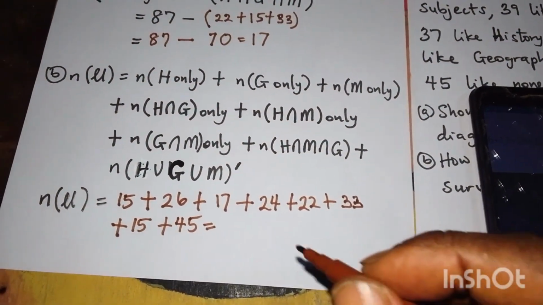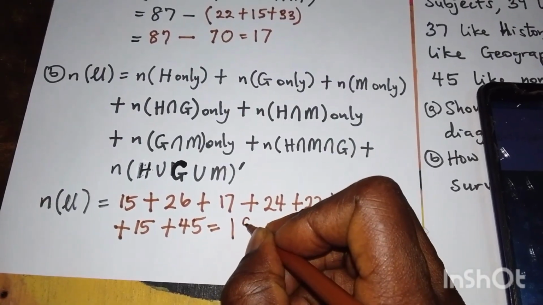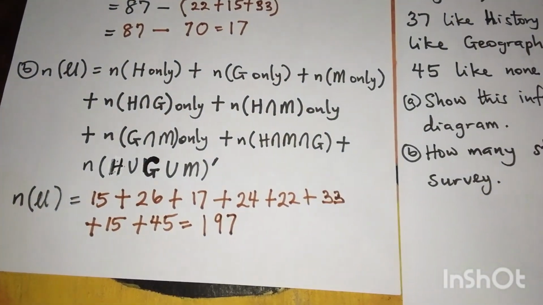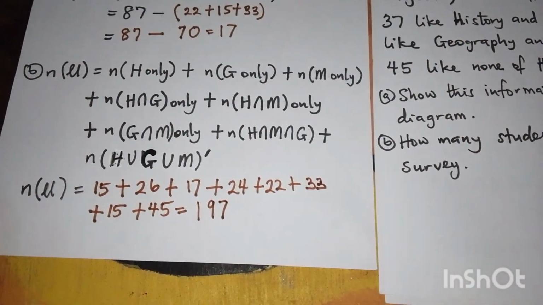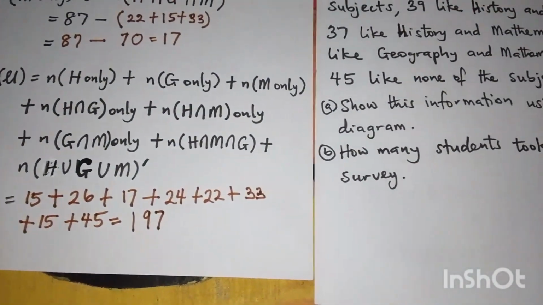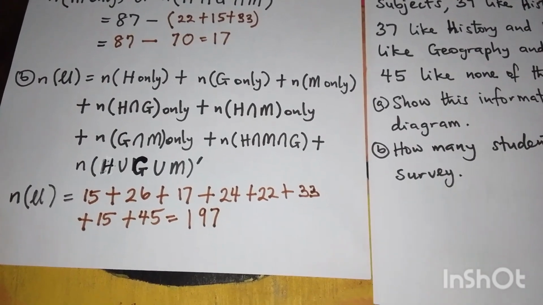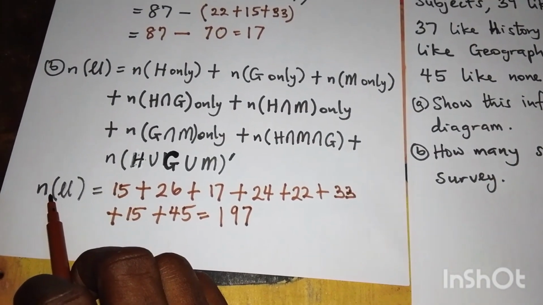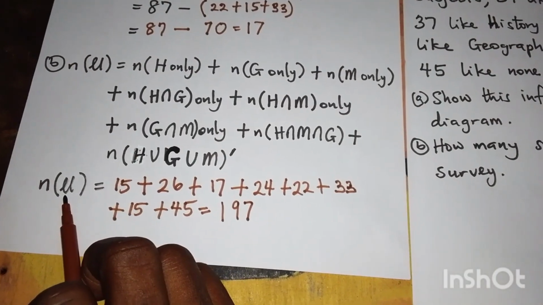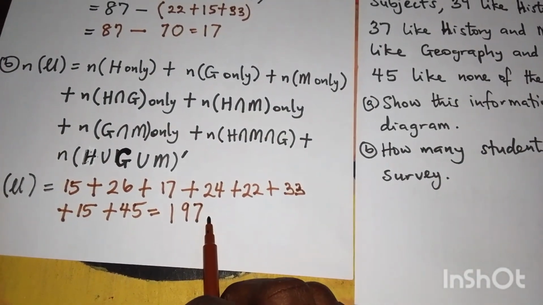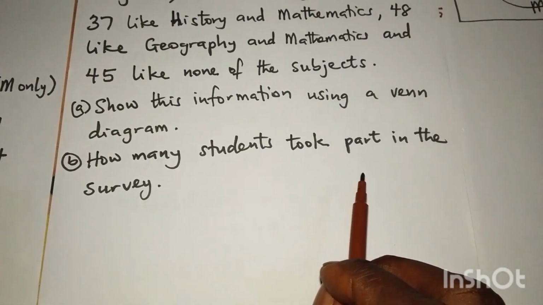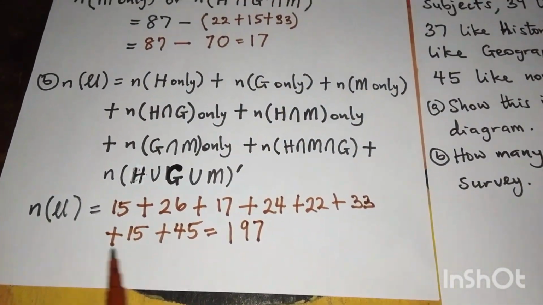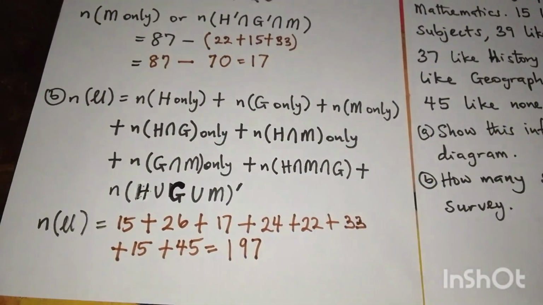So it means 197. So the total, 197 took part in the survey. The total number of students in the universal set is 197. So how many students took part in the survey? That's the total number of students in the universal set, which is 197.